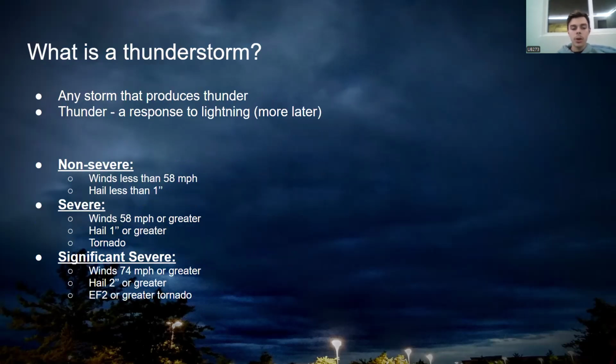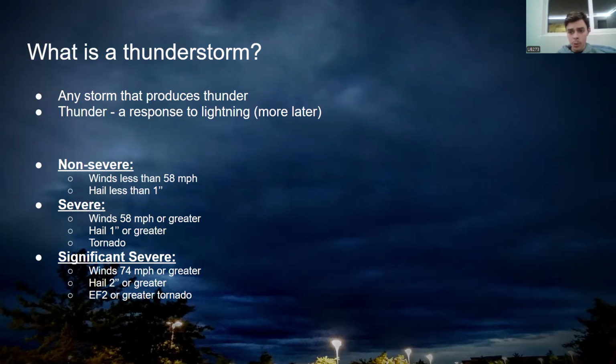All right, now let's just talk about what is a thunderstorm. You can see in the background of this presentation a picture of a thunderstorm. I took that picture back in 2020. It was a nice setup that we had that day.